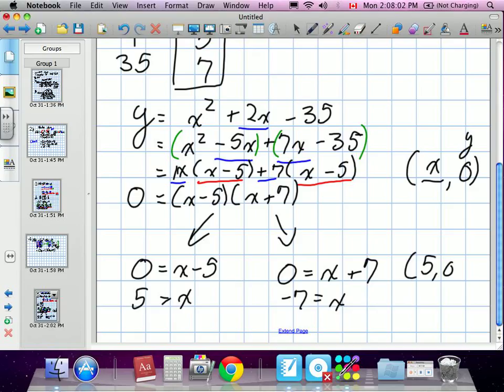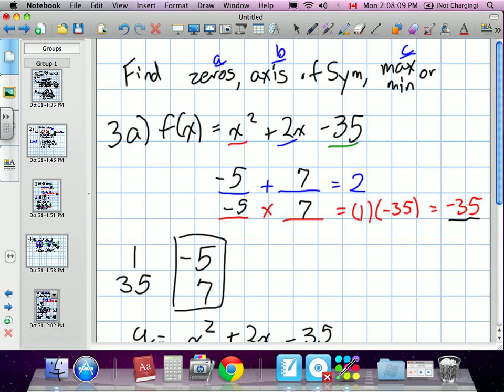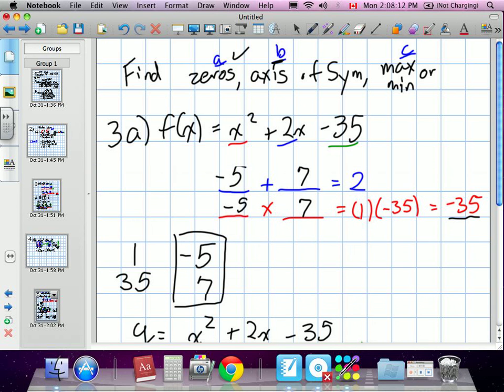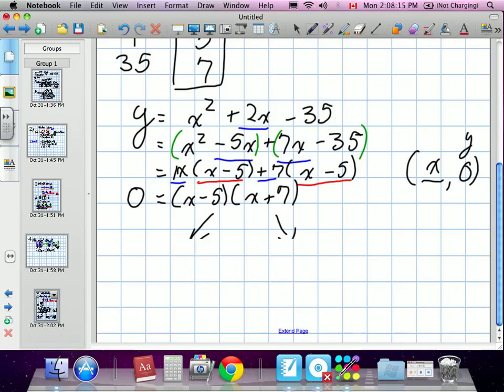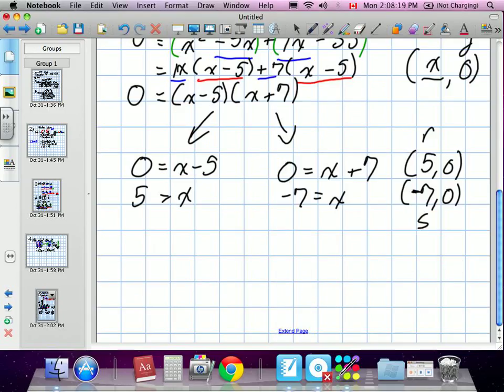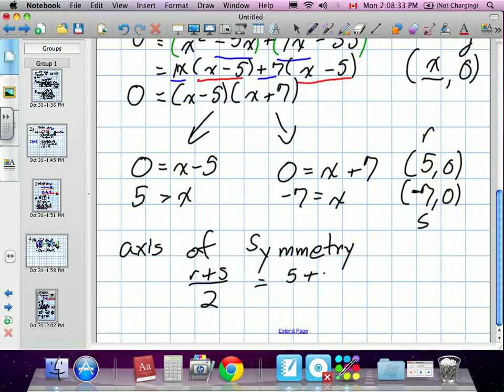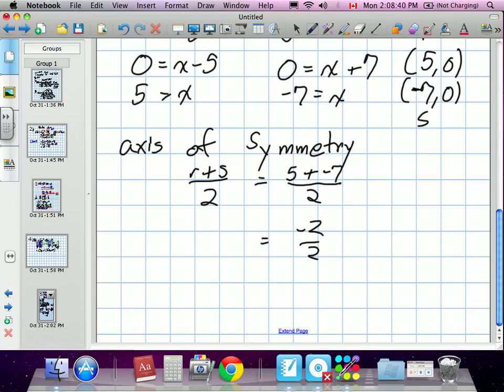I found the zeros. The axis of symmetry, I need to add r plus s divided by 2. Now, these are my r and s values. Our axis of symmetry is r plus s divided by 2, which in our case is going to be 5 plus negative 7 divided by 2. Negative 2 divided by 2 is negative 1. So our axis of symmetry, we'll call it AOS, is equal to negative 1. The axis of symmetry is also the x value of the vertex. I keep writing of instead of s.